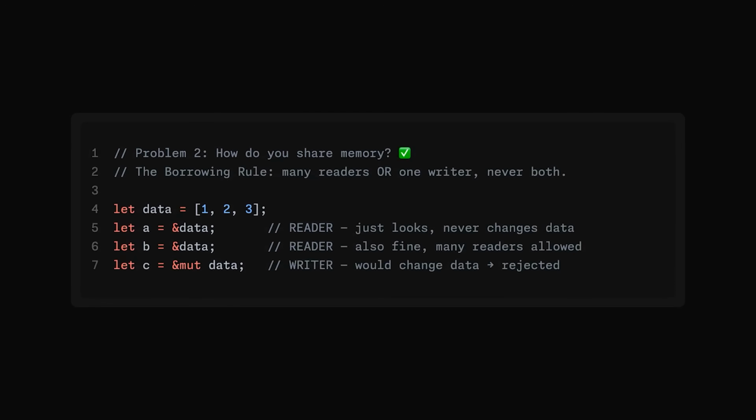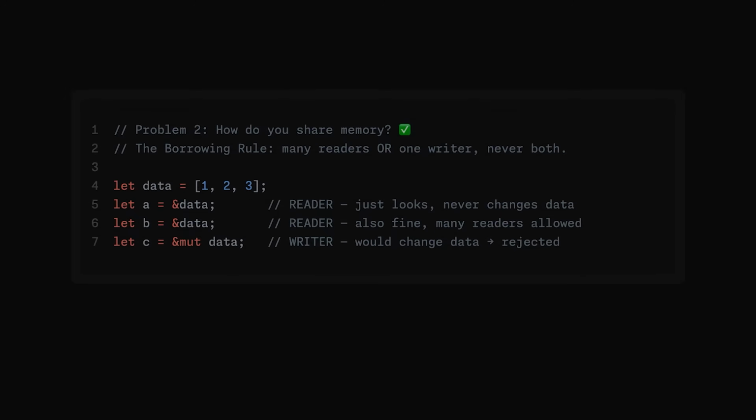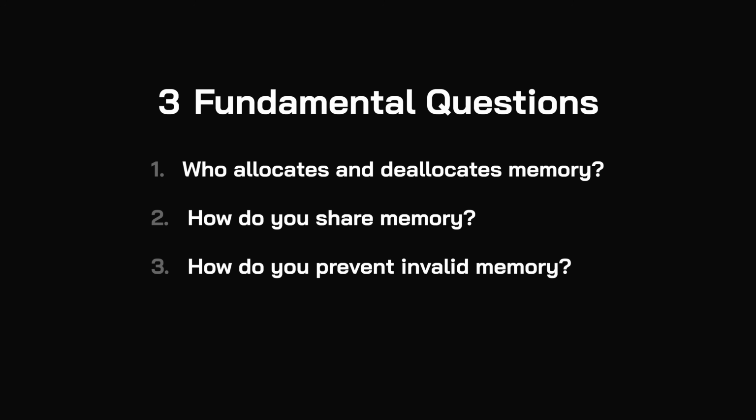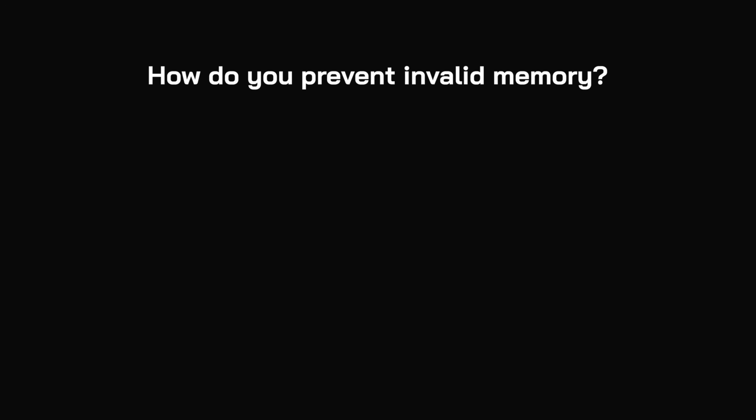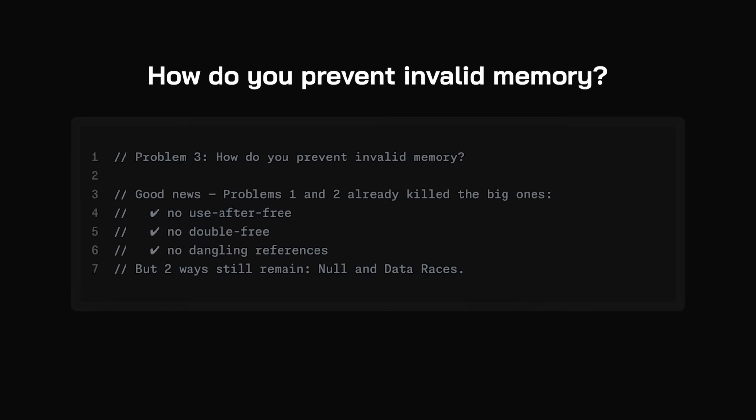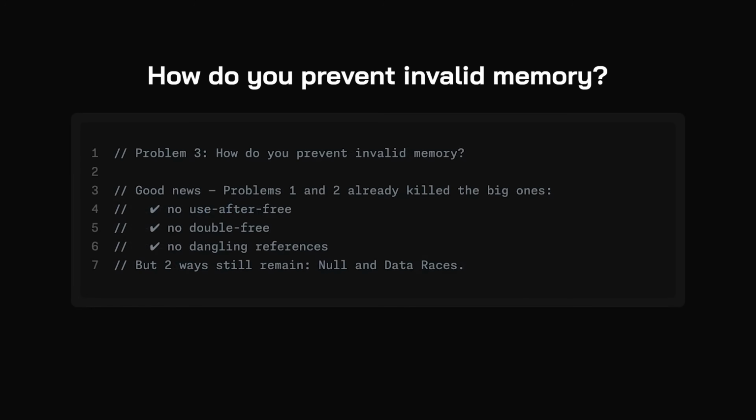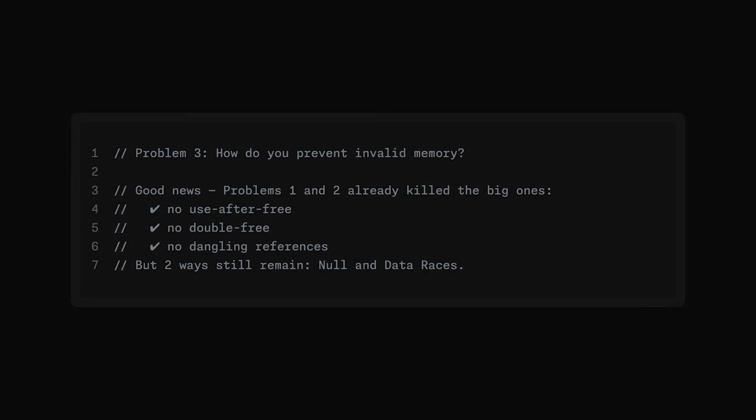We know how to share memory while still maintaining clear ownership, thanks to our new many readers, one writer borrowing rule. But we still have one final problem to solve. How do we prevent invalid memory altogether? At first glance, that might sound like a strange question. Haven't we already done that?